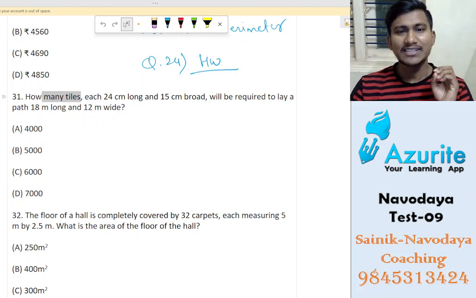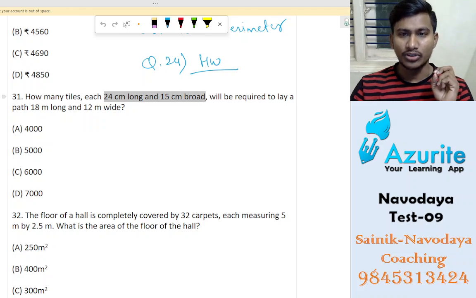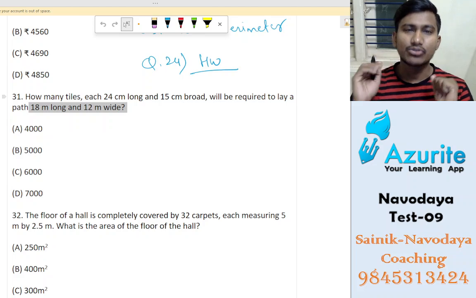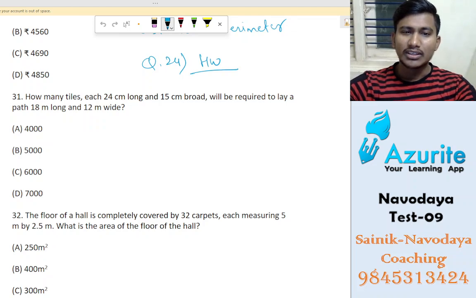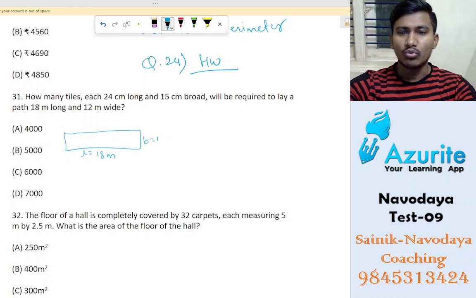How many tiles, each 24 centimeter long and 15 centimeter broad, will be required to lay the path 18 meter long and 12 meter wide is the question. So there is one path, right? So there is one path that is 18 meter long and 12 meter wide. Okay, that is the breadth means breadth, right?